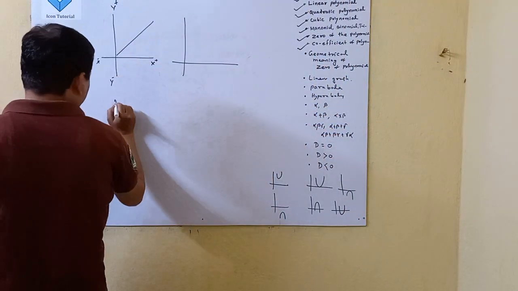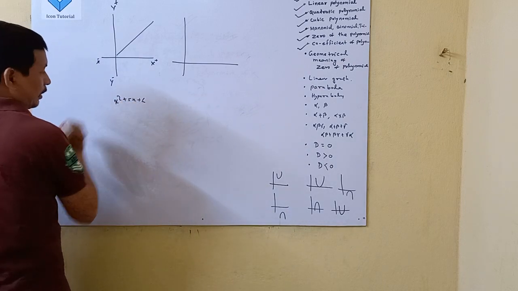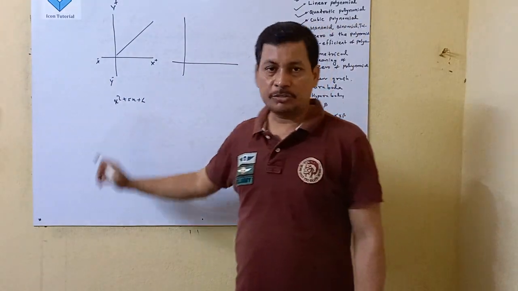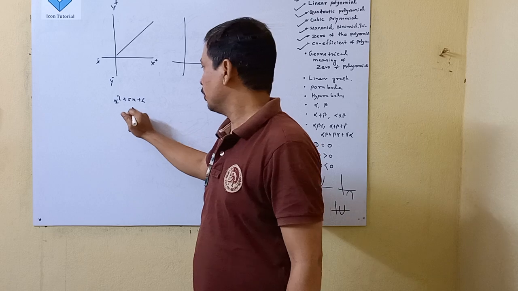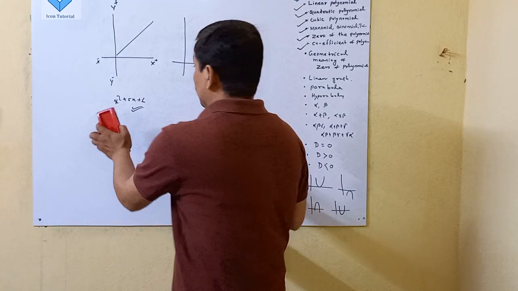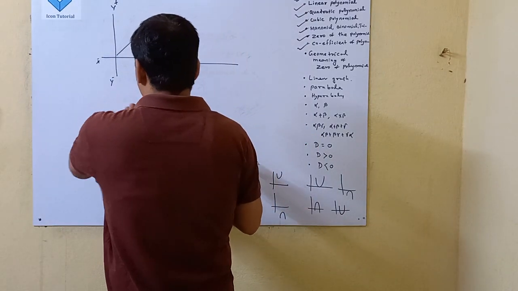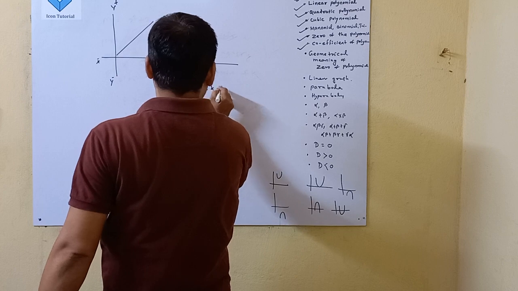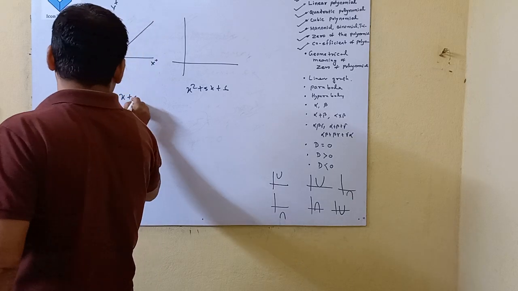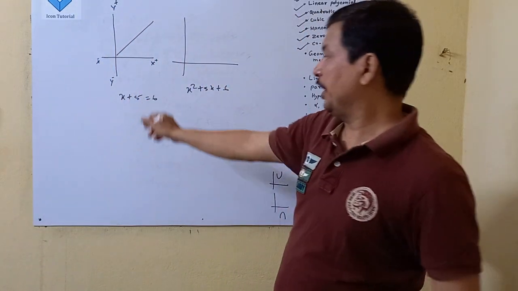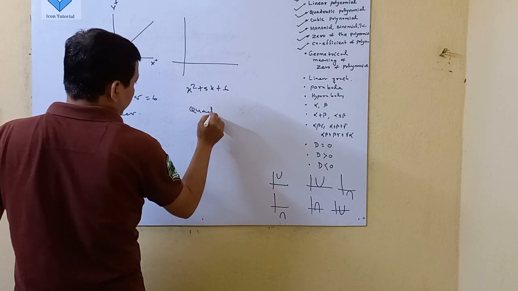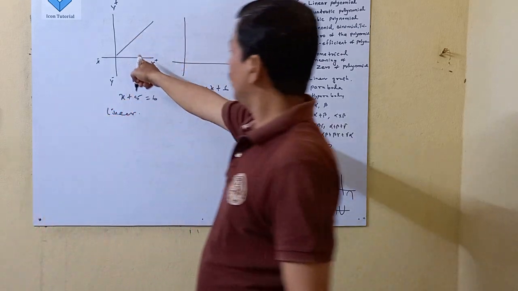Suppose maybe this is x square plus 5x plus 6, like that. One example, I am just giving one example. That is x square plus 5x plus 6. This is a quadratic polynomial. So one thing I have told you here, this is a quadratic polynomial. I write here x square plus 5x plus 6. For linear polynomial, suppose x plus 5 is equal to 6. This is the linear. This is the quadratic. So linear polynomial, quadratic polynomial.